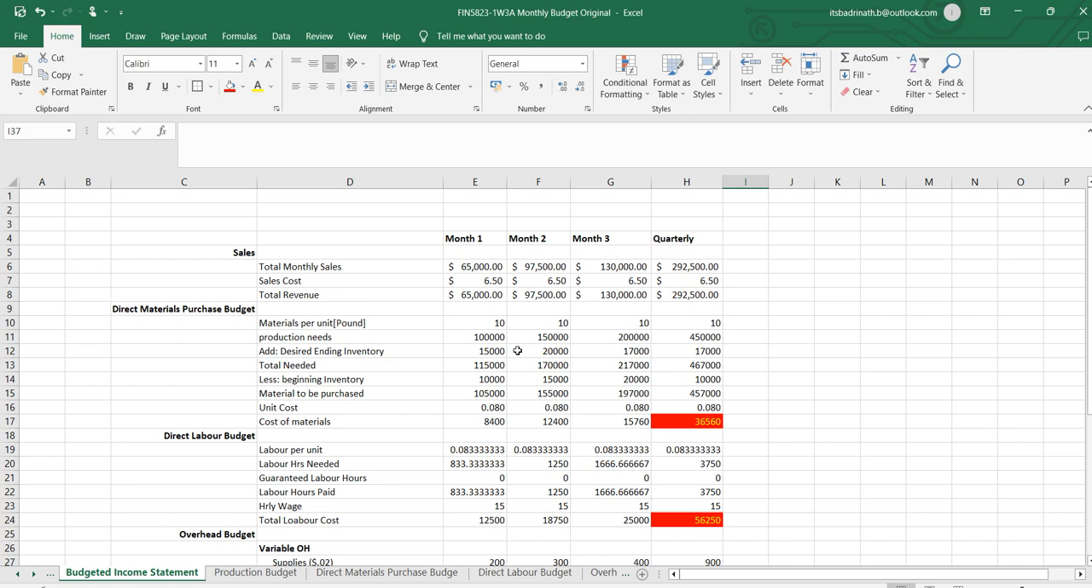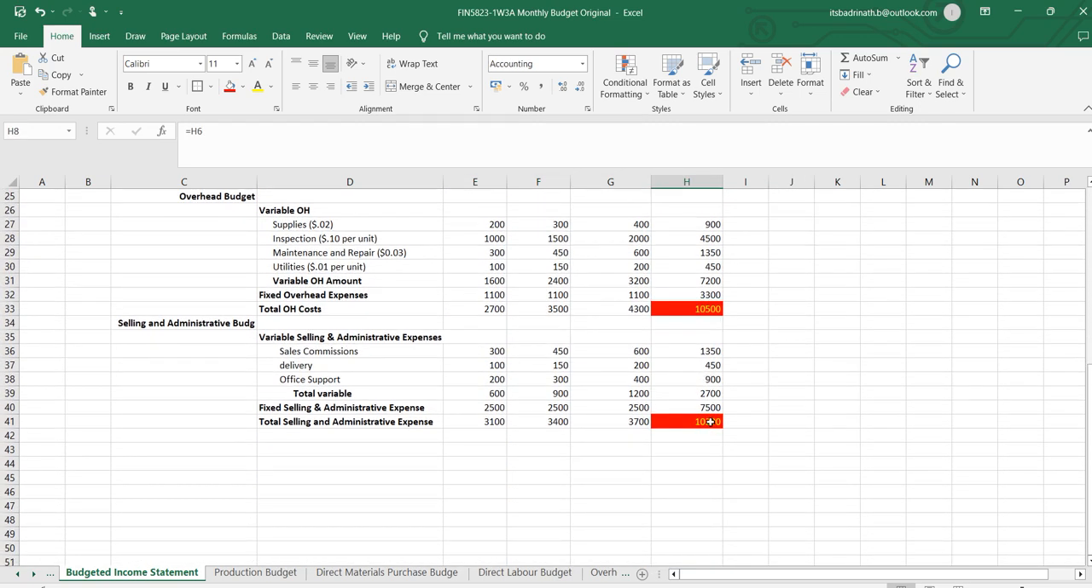Overall, by end of the quarter we have 292,500 as sales value. We have different costs here.